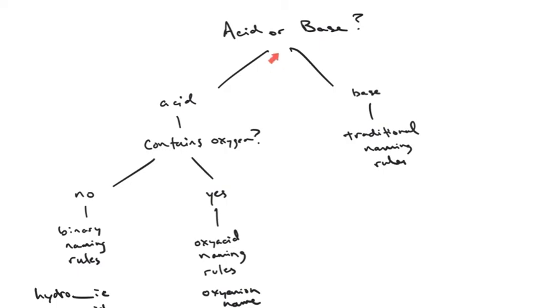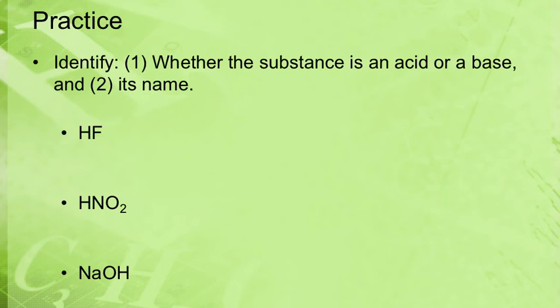If your substance is a base, it's really easy. Just follow the traditional naming rules that you already know. This is just kind of a nice flow chart, organizing everything for you in case you're not sure which direction to go with each problem. Go ahead and try these three and see how you do.